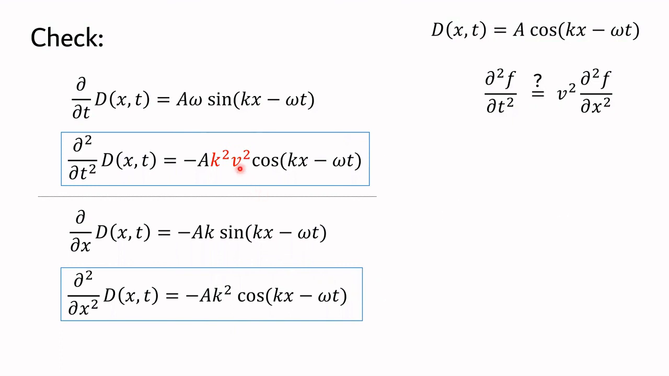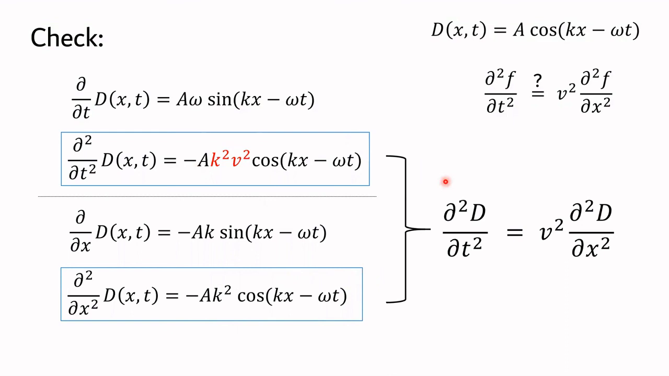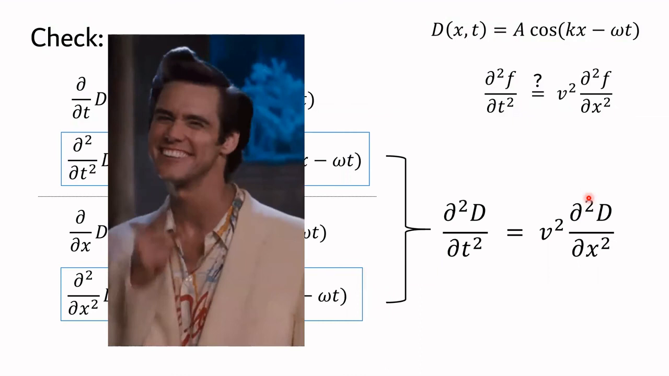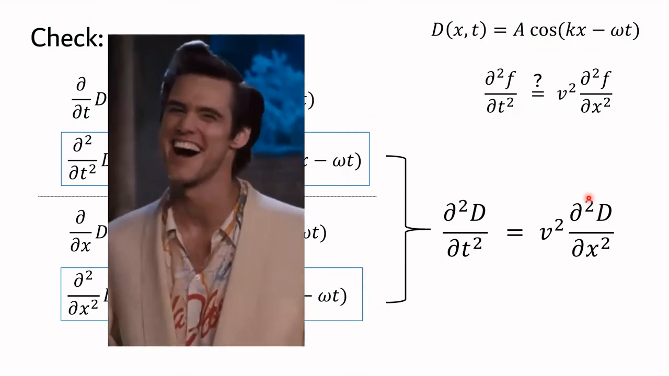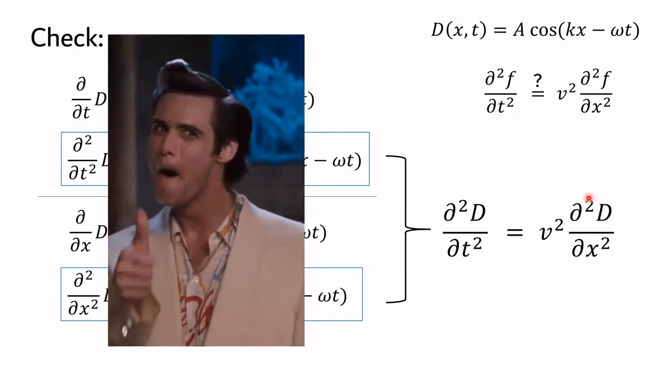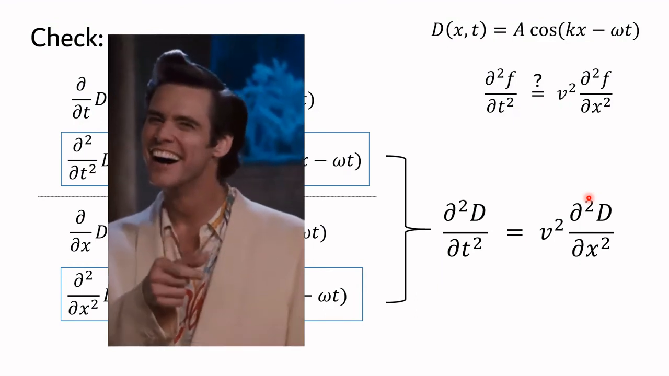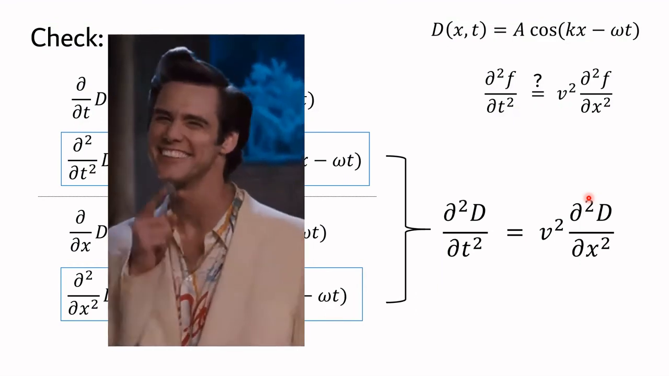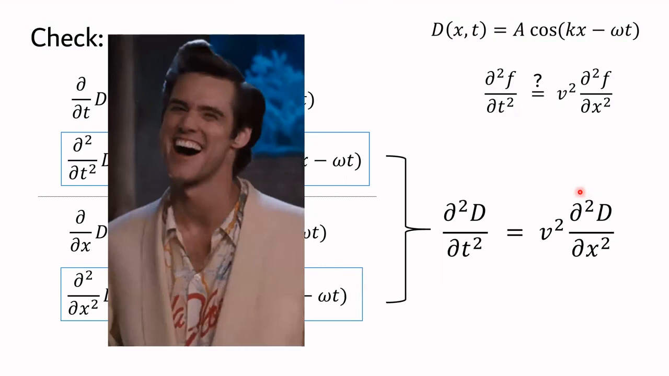So I've now shown that the second time derivative of the displacement is the square of the speed, there's that extra term, times the second space derivative. And voila, there it is. We've shown that these progressive waves do indeed satisfy the wave equation. And we'll be using them quite a bit in the next several chapters.